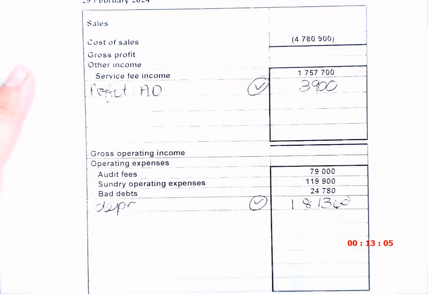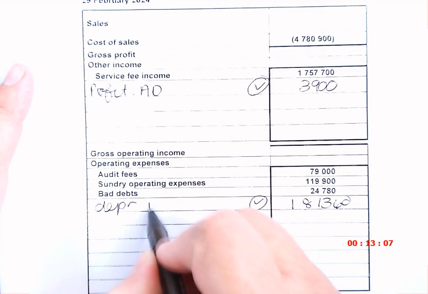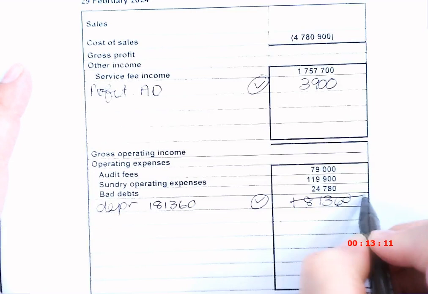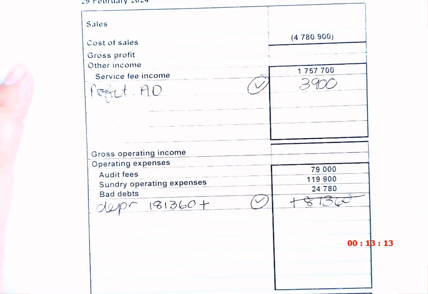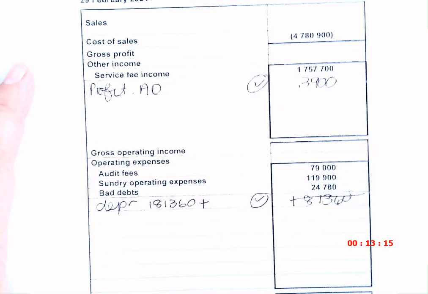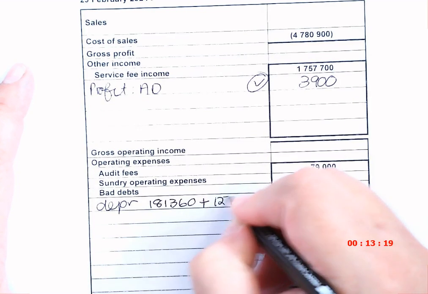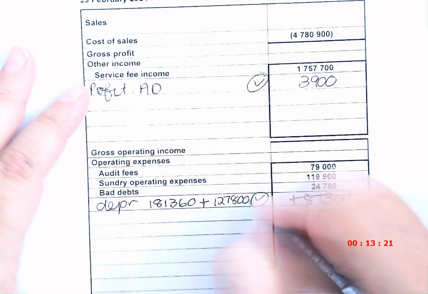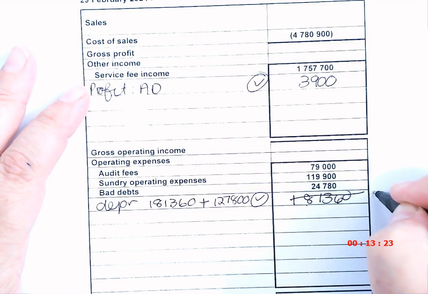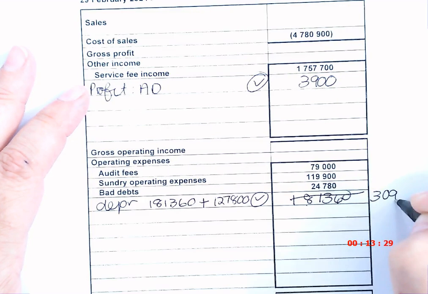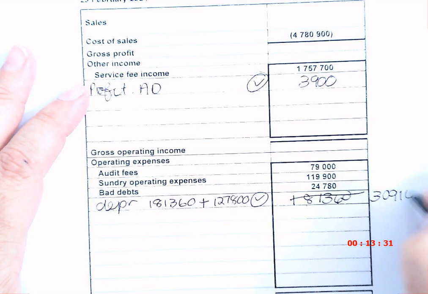So now I've got a conundrum. I can either say 181,360, scratch that out, and add the equipment. Did we calculate the equipment? Yes. 127,800. So if I total it, it gives me what? 309,160. Okay.